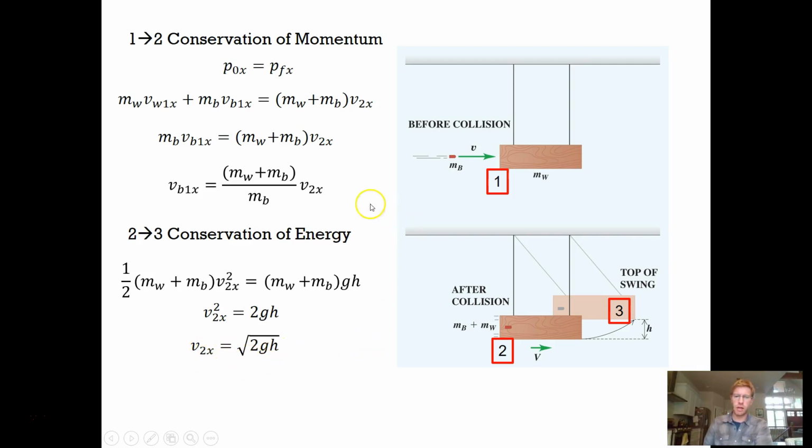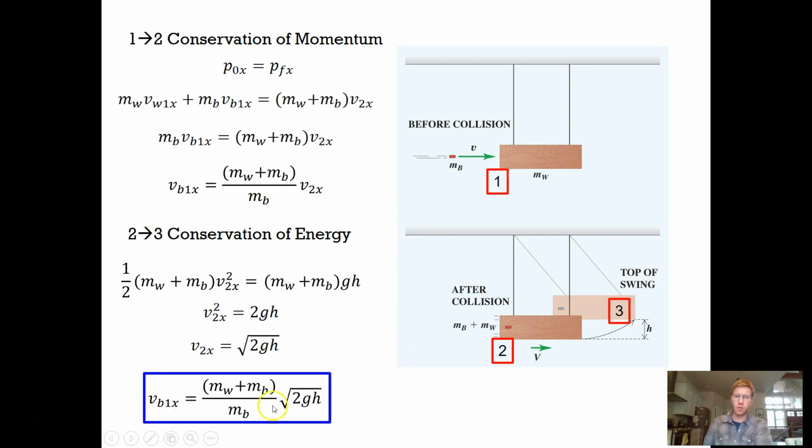I can now plug that into my equation up here, and I find a box-worthy equation. The velocity of the bullet will always be equal to the total mass divided by the mass of the bullet, and then multiplied by the square root of 2gh. Super cool application, right? Good stuff.